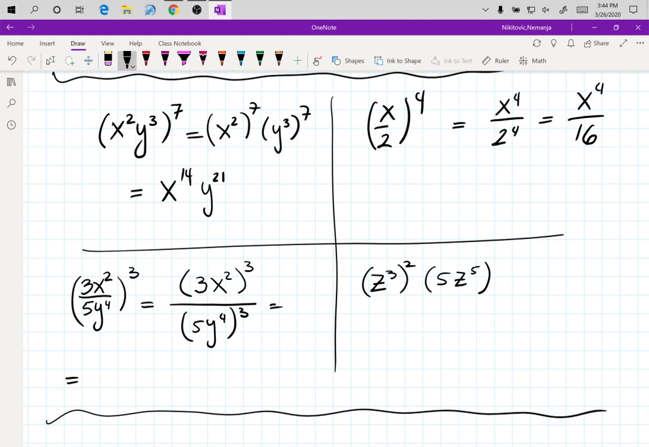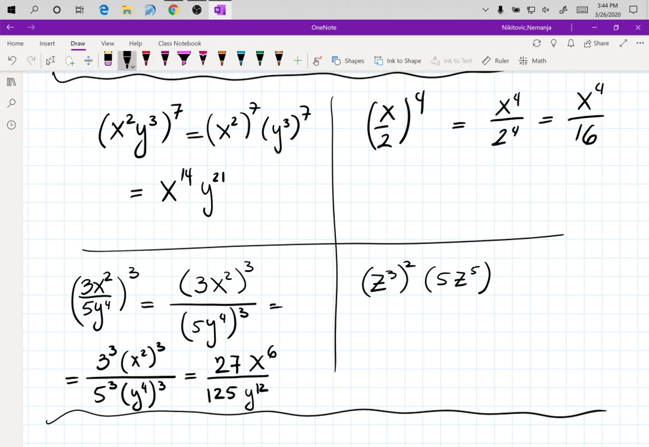Now each member of the parenthesis will get its own cube. So 3 cubed, x squared cubed, 5 cubed, and y to the 4 cubed. That's 27 x to the 6 divided by 125 y to the 12.